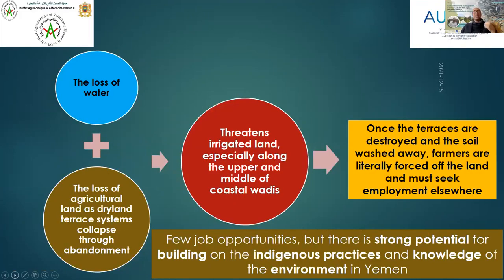So the loss of water, added to the loss of agricultural land as the dryland terrace system collapses through abandonment, threatens irrigated land, especially along the upper and middle coastal wadis. Once the terraces are destroyed and the soil washed away, farmers are literally forced off the land and must seek employment elsewhere. However, few job opportunities are created in the cities, but there is a strong potential for building on the indigenous practices and knowledge of the environment in Yemen, and to go back to the terrace system as it used to be centuries ago.